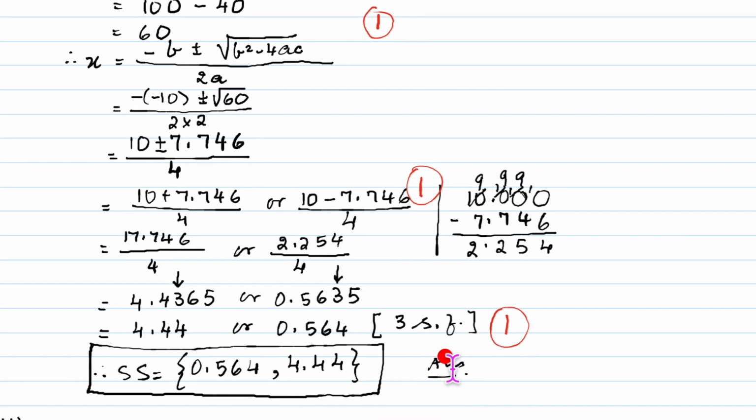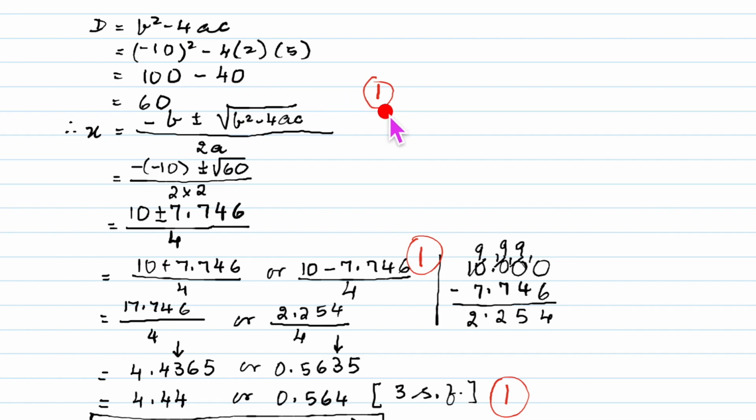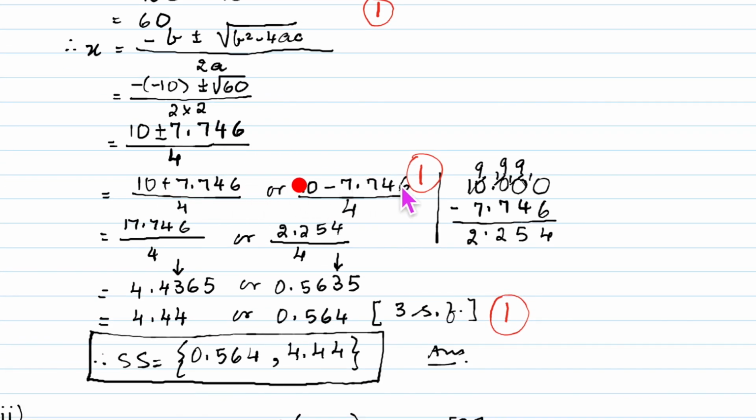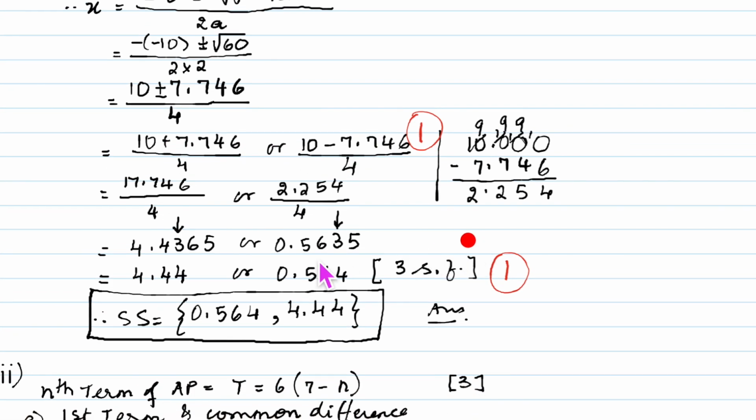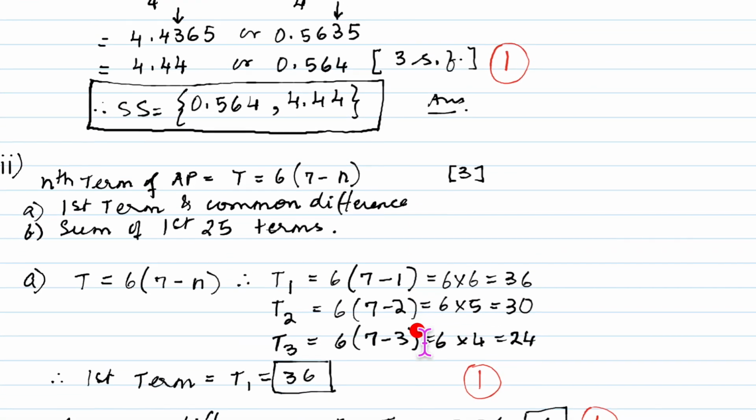Now it's a 3-mark question, so obviously to get the discriminant will be 1 mark. To get these values will be 1 mark. And then to round off to 3 significant figures and to write the solution set is 1 mark. So that's how we have the 3-mark question.